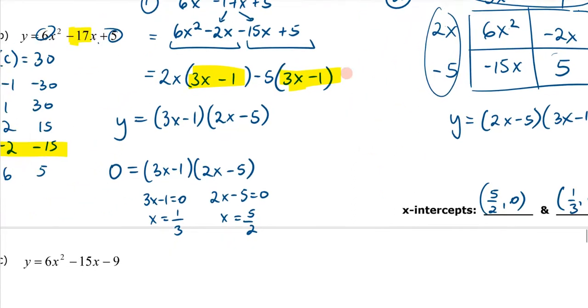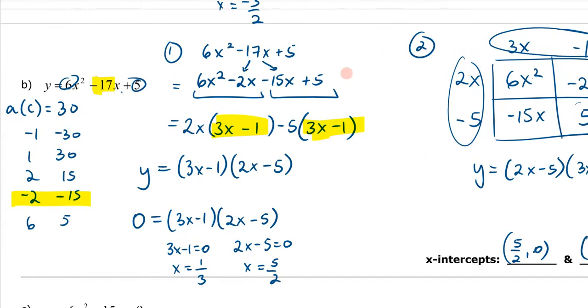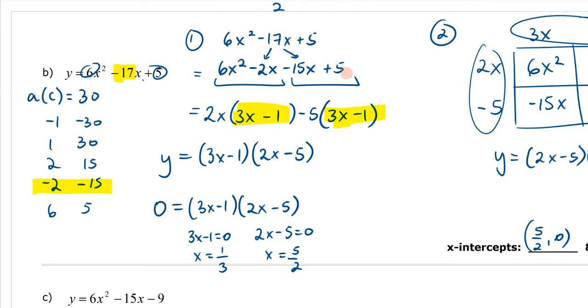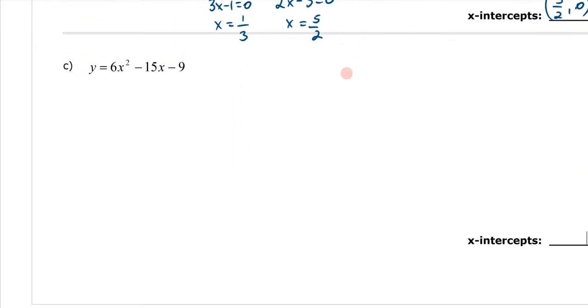Okay. Over time, method 1 should be your method of choice, especially as you're dealing with the algebra and you're understanding how the mathematics work behind factoring. Okay, let's look at one more. 6x squared minus 15x minus 9.